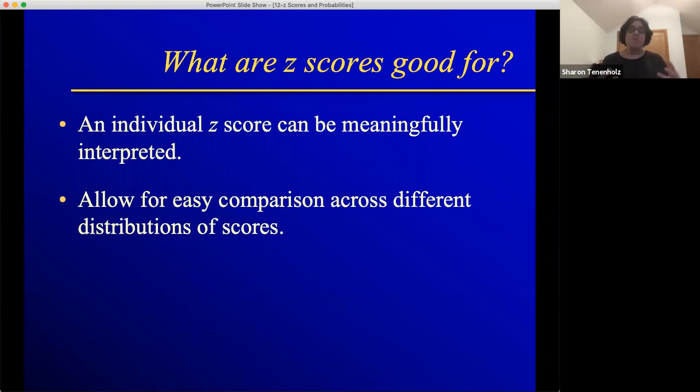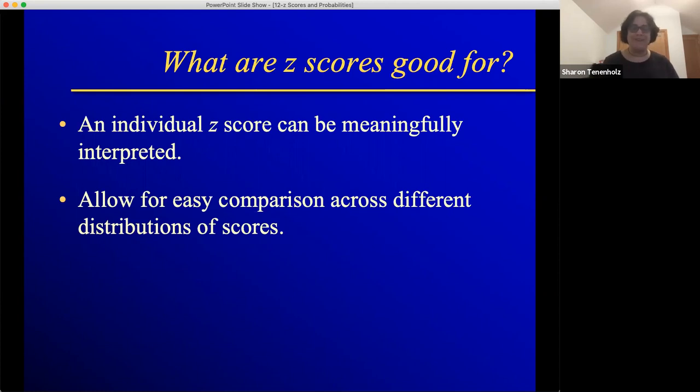So to understand where the student's talents lie, we could convert their scores in each class to z-scores and then do a direct comparison. If they have a higher z-score in one subject than the other, that means that relative to everybody else, they're stronger in that area. So it really allows us to compare across different distributions.